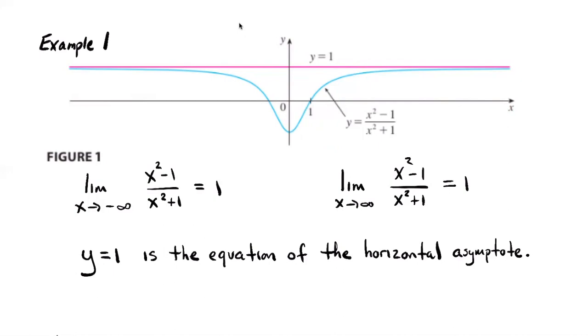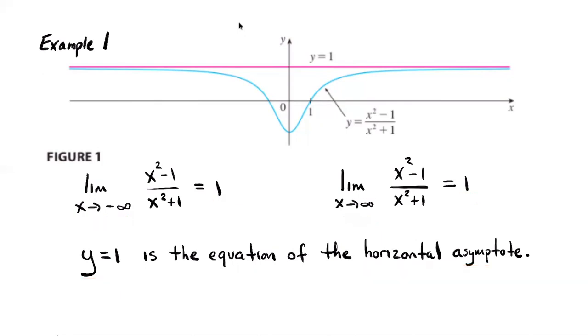Okay, so I'm going to write that down by saying the limit as x goes to infinity of that function is equal to 1. The limit as x goes to minus infinity of that function is also equal to 1. That's reading the picture to the left. And we will call the equation y equals 1 the equation of the horizontal asymptote. So whenever a function has a limit at either infinity or minus infinity, then the value of that limit is the y value of the horizontal asymptote. The equation of the asymptote will be y equals that value.